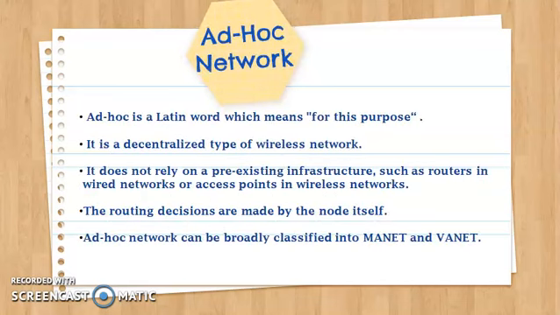What is meant by ad hoc network? Ad hoc is a Latin word which means for this purpose. It is a decentralized type of wireless network. It does not rely on a pre-existing infrastructure such as routers in wired networks or access points in wireless networks. The routing decisions are made by the node itself. Ad hoc network can be broadly classified into MANET and WANET.